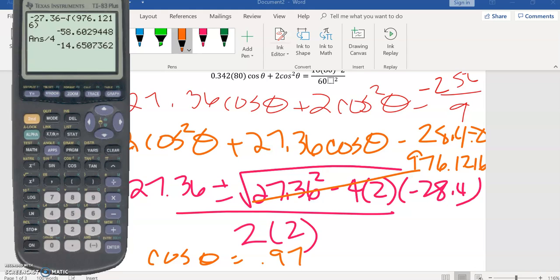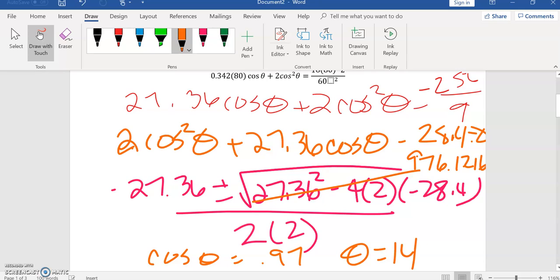Hopefully you look at that and go, nah, cosine can't be that. Cosine goes from 1 to negative 1, so I don't even need to worry about this. So I'm just going to do the arc cosine of 0.97, and I get approximately 14 degrees. Obviously cosine is only positive in the first and fourth quadrants, so I don't have to worry about stuff at 280 degrees. So theta equals 14 degrees. That's my takeoff angle.